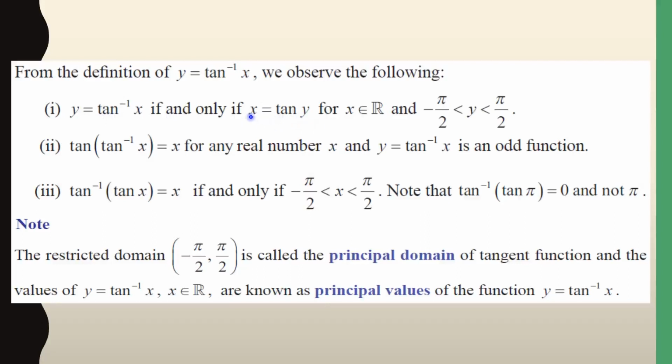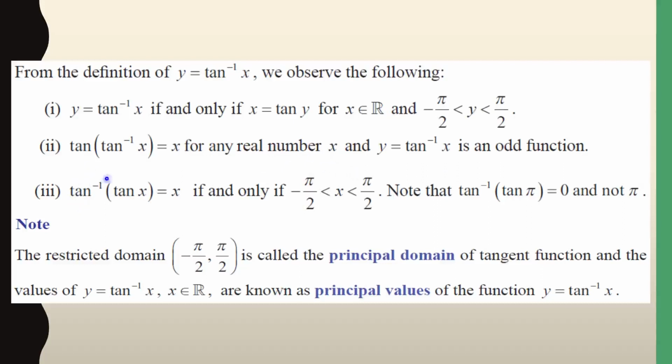For all x belonging to the real numbers, y belongs to the open interval minus pi by 2 comma pi by 2. See the second point. Tan of tan inverse of x is equal to x for any real number x, and y equal to tan inverse of x is an odd function. So when tan is outside and tan inverse is inside, the answer is x. That x must be a real number, and they have said tan inverse of x is an odd function.